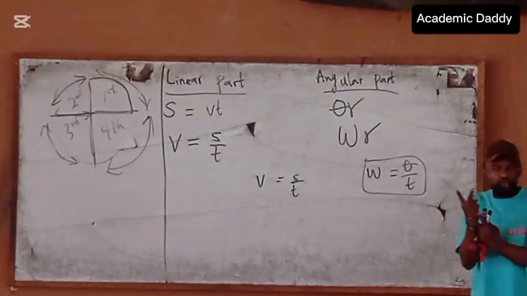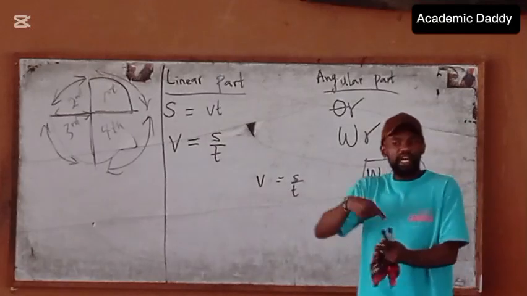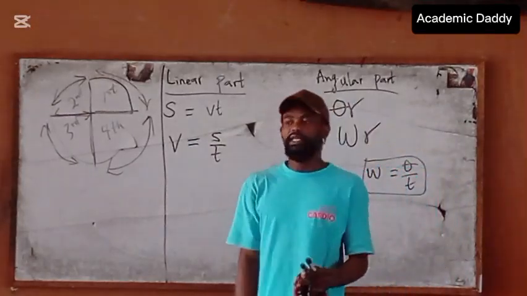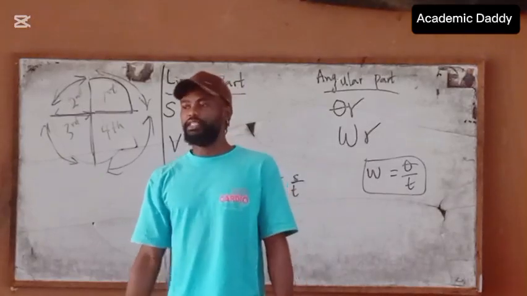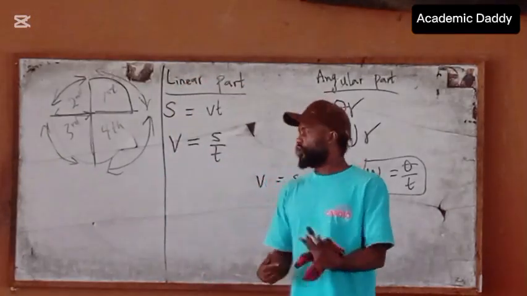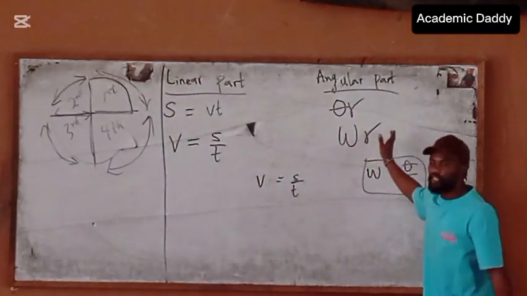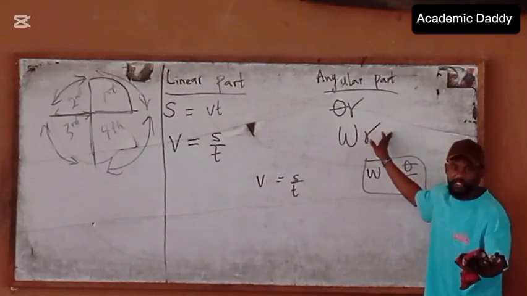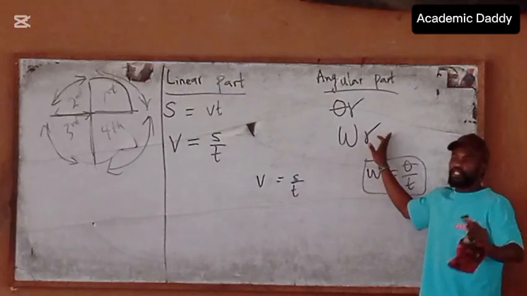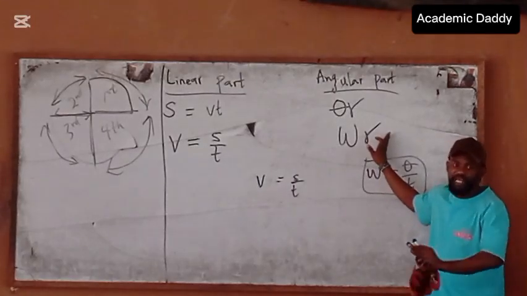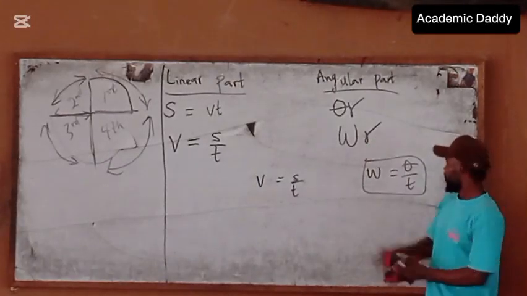So we are comparing two things in circular motion, the linear part and the angular part. And we cannot start solving questions if you don't understand this. You have to understand it, so that when we start solving, it will no longer be wrong. Because once you understand this, for the fact that we've done kinematics, you will not have issues with this again because it's the same thing. The only difference is just understanding that circular motion deals with the linear part and the angular part.